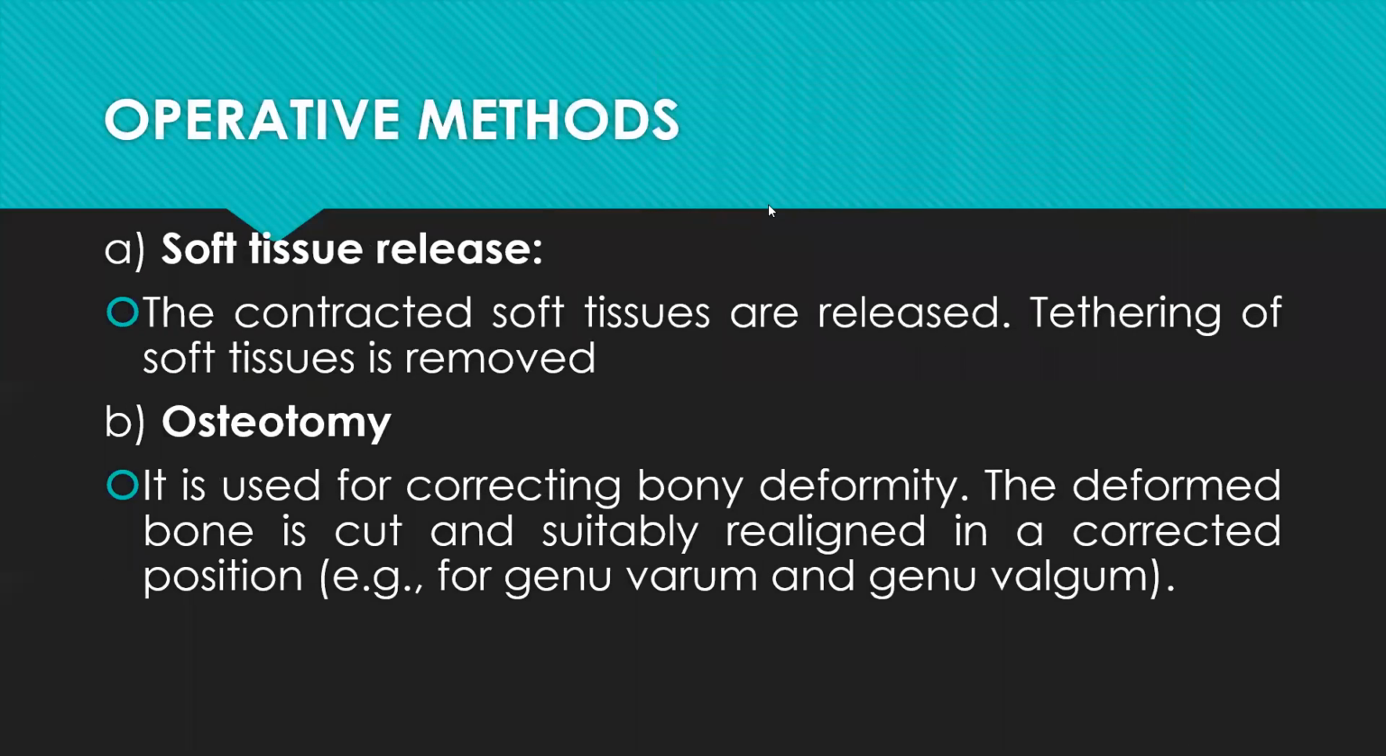Coming to the operative methods which are available for correcting deformities. One is soft tissue release. The contracted soft tissues, wherever they may be, can be released, like a quadricepsplasty or something like that. And once the tethering is removed, the joint movements will be fully achieved. Number two is osteotomy. Osteotomy is used for correcting bony deformities. The deformed bone is cut at a particular location and suitably realigned to maintain the proper anatomical alignment and fixed in the corrected position.